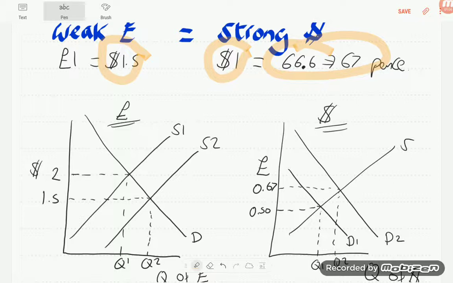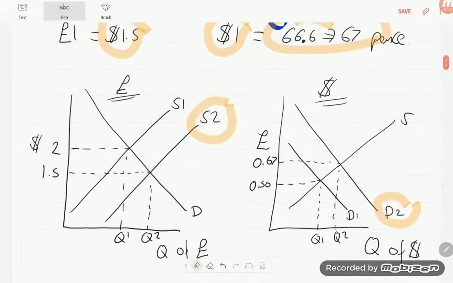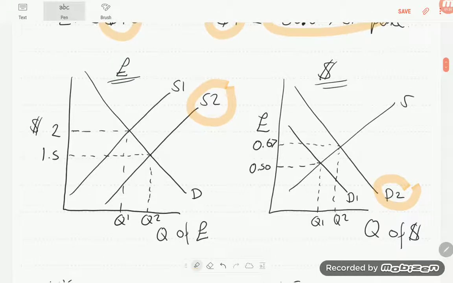To pay for the Nike trainers, the UK citizen will supply pounds to the Forex market, that's the foreign exchange market, and in return will demand US dollars to pay for the goods. Therefore, the demand for the US dollar will shift to the right. So the consequence is that the pound will fall in value from $2 to $1.5, whilst the dollar will increase in value from 50 pence to the dollar to now 67 pence to the dollar.